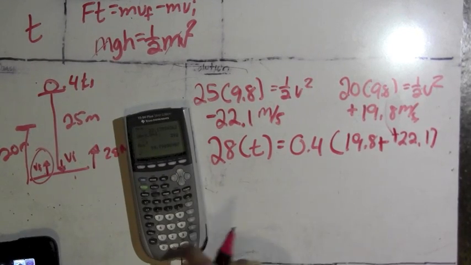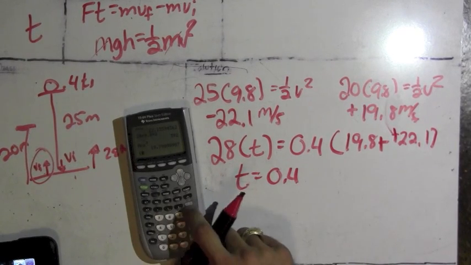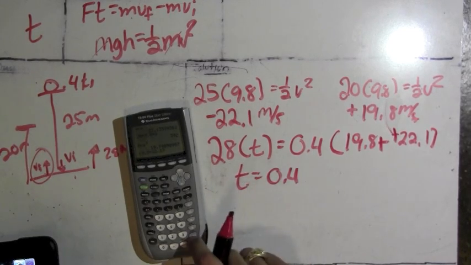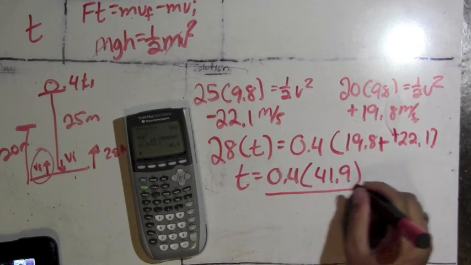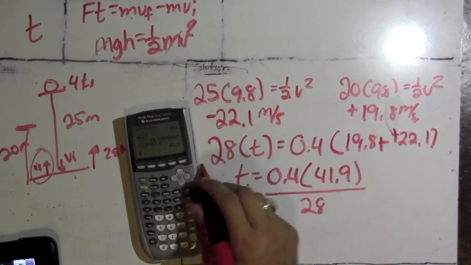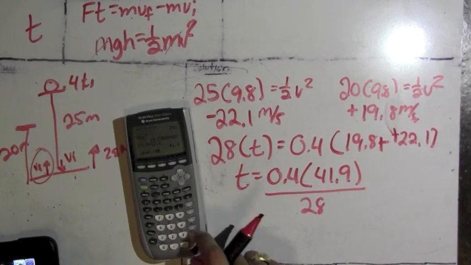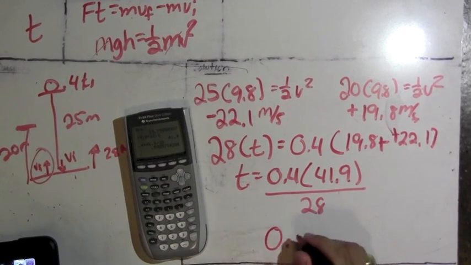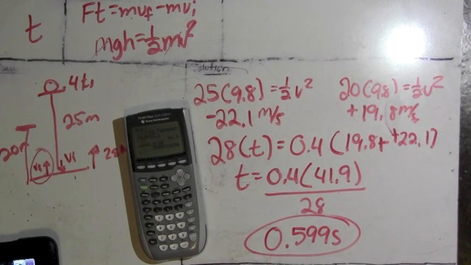So you have t equal to 0.4 times 19.8 plus 22.1, which is 41.9, and then all of that is over 28. Divide both sides by 28 there. So 0.4 times 41.9 divided by 28 gives 0.599 seconds, which is an awful long time for what actually happens with a super ball.